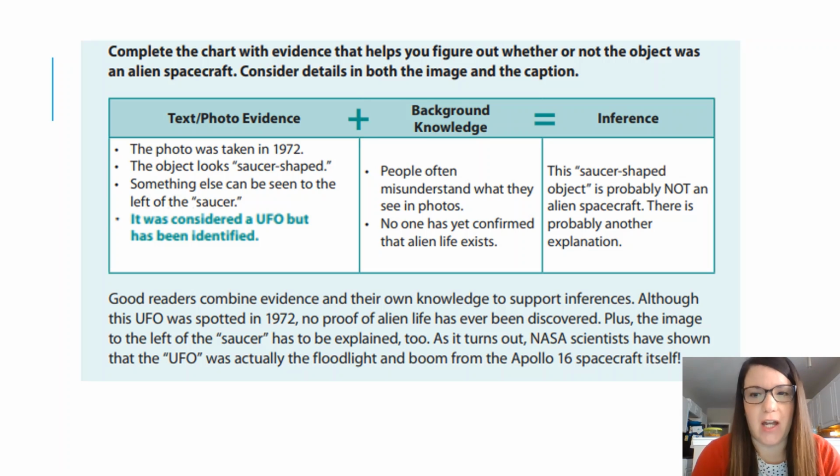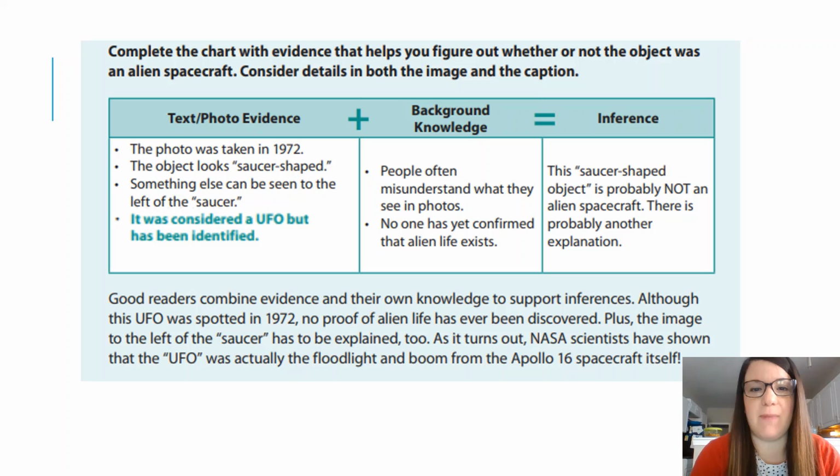So our background knowledge: sometimes when we look at a picture, people often misunderstand what they see in pictures. And no one has yet to confirm that alien life actually exists. So we know those things to be true. If we put our evidence and our prior knowledge together, we can come up with the inference that the saucer-shaped object probably was not aliens. There was probably some sort of other explanation. What it is, I don't actually know.